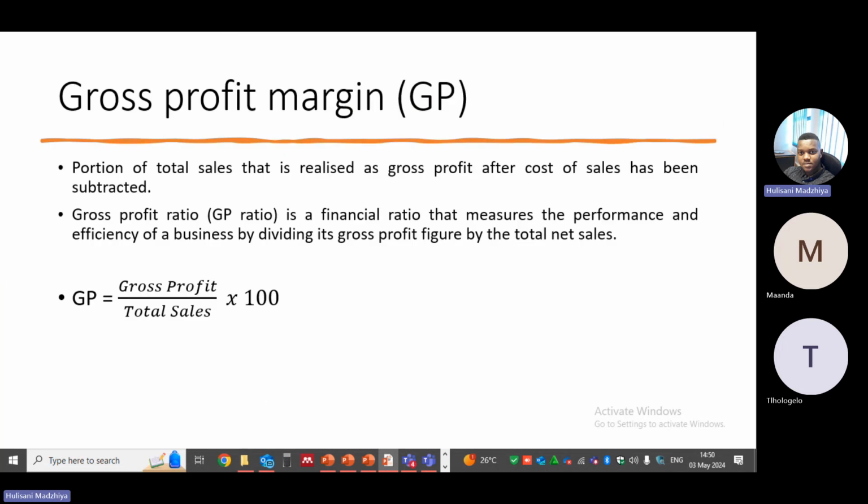So let's take a look at the profitability ratios one by one. So the gross profit margin.